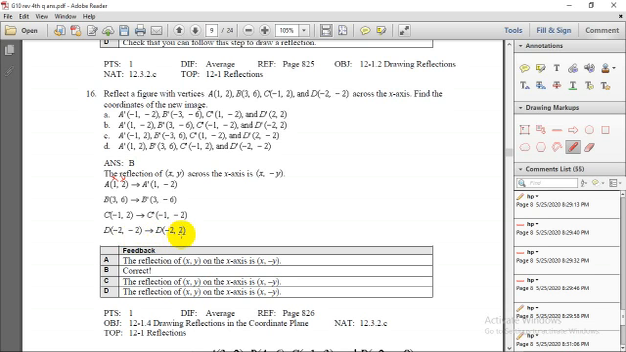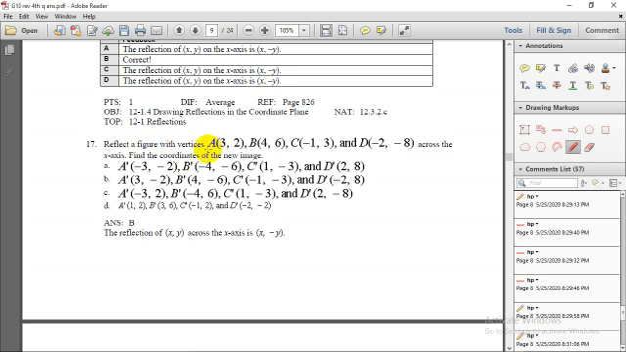Very good. So don't forget, if it tells you reflection across x, what is the rule? The rule is I'm keeping the x and taking the opposite of the y. Take care of this. Very good.